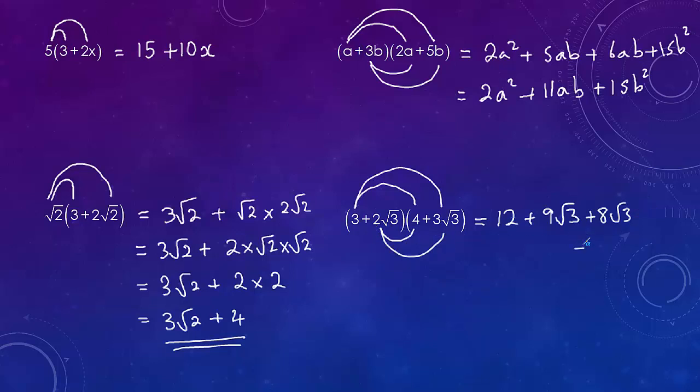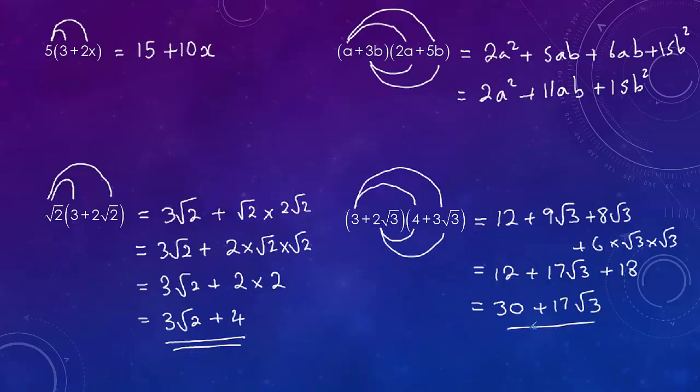So that's going to give me 6 multiplied by root 3 multiplied by root 3. So the 2 times 3 gives me 6, and then root 3 times root 3. So that's 12. And then these two together give me 17 root 3. And then root 3 times root 3 is 3, multiplied by 6 gives me 18. And then 12 and 18 gives me 30, so I get 30 plus 17 root 3.